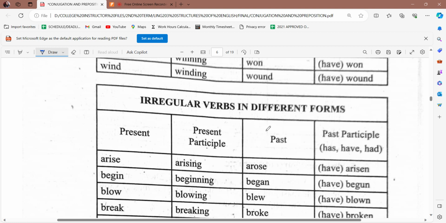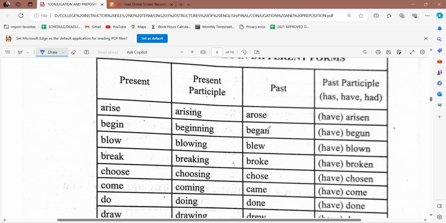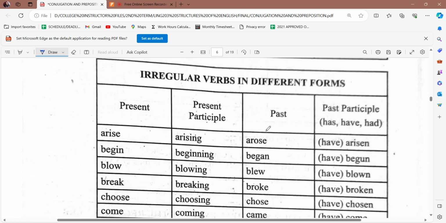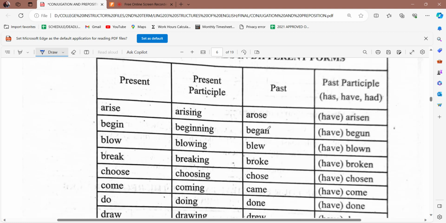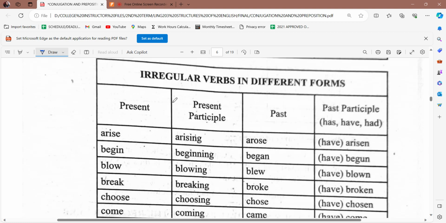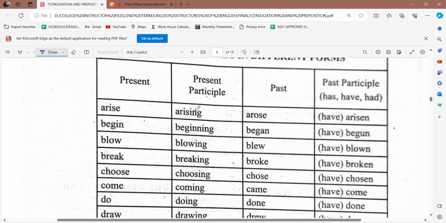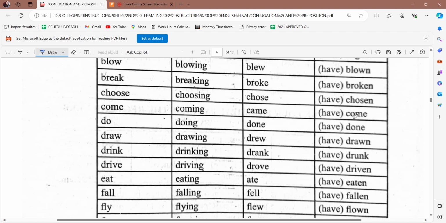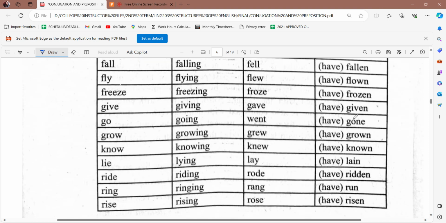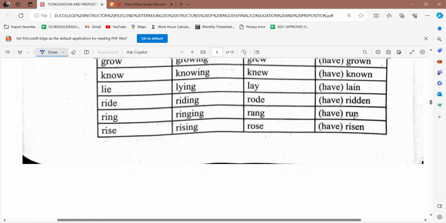Okay, so this is a continuation. Let's have the irregular verbs in different forms. In this one, the spelling changes when it is transformed from present to past or to present participle or past participle. So we have arise, arising as the present participle, past is arose, and the past participle is arisen or have arisen. So these are the different verbs, so you can go over this one later.